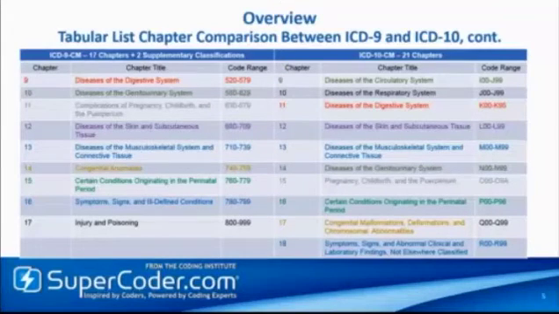Notice that chapters 9 and 10 in I-10 cover the circulatory and respiratory systems. But when we compare chapters 9 through 16 in I-9 to chapters 11 through 18 in I-10, you can match the color on the left to the color on the right. So for instance, if you're looking for derm codes, you're mainly talking about skin ones, you can find them in chapter 12 in ICD-9 as well as chapter 12 in ICD-10.